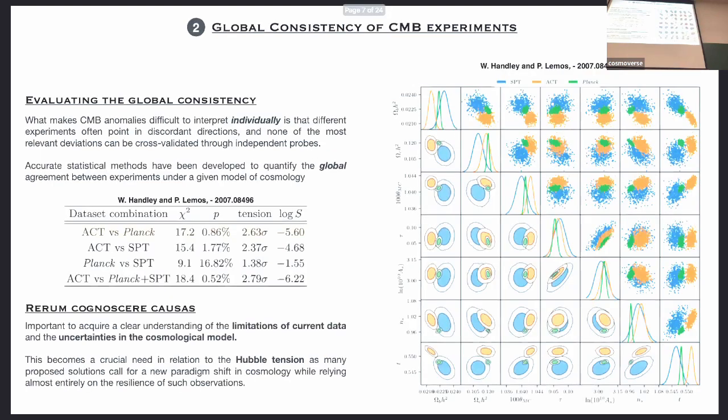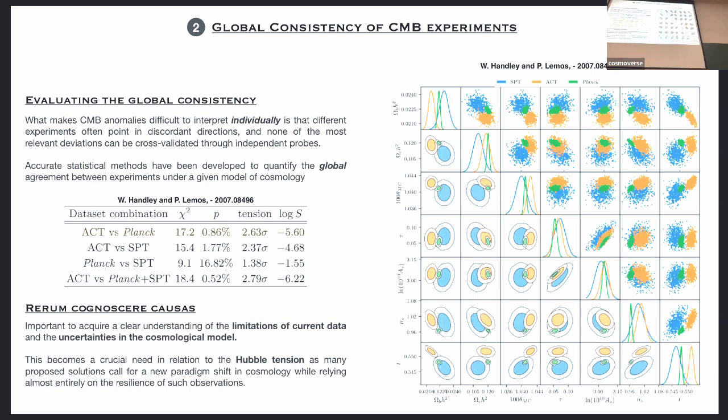So again, what makes these CMB anomalies difficult to interpret individually is that different experiments always point in discordant directions. And none of the most important deviations can be cross-validated by independent experiments. This is the reason why several precise methods have been introduced to quantify the global consistency between these experiments.